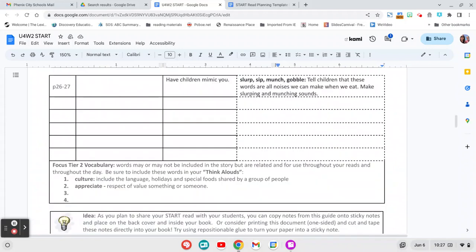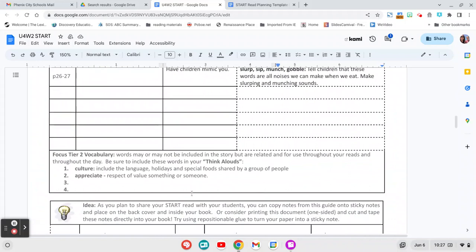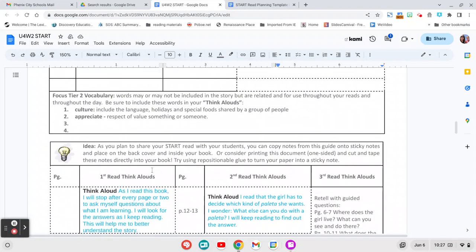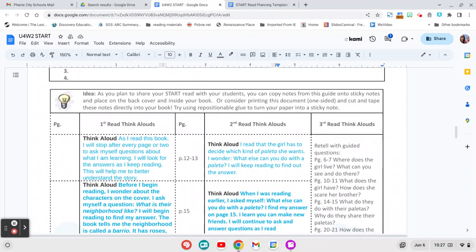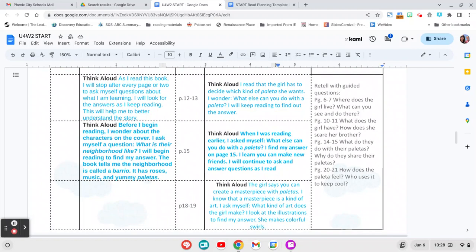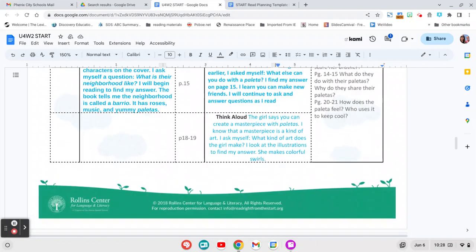Here, it just says have children mimic when you slurp, sip, munch, or gobble. Focus vocabulary when we're thinking out loud. We have culture, appreciate. Those are definitely higher level words. And here come the questions that I would definitely put inside the book so I don't have to hold the paper. If you type it out, you can print just this page and tape them inside the book if you would like. That way you have them whenever you get to that page, or you could put it on a post-it.